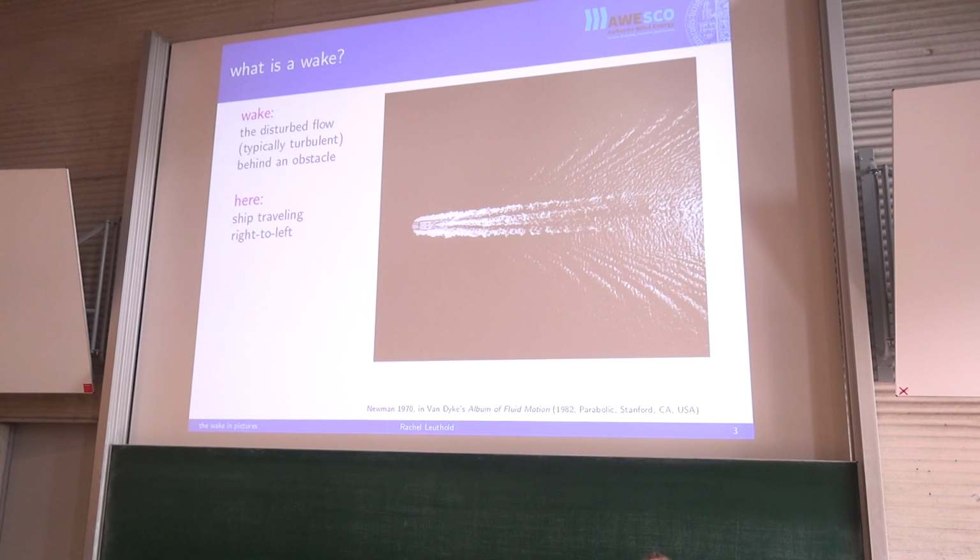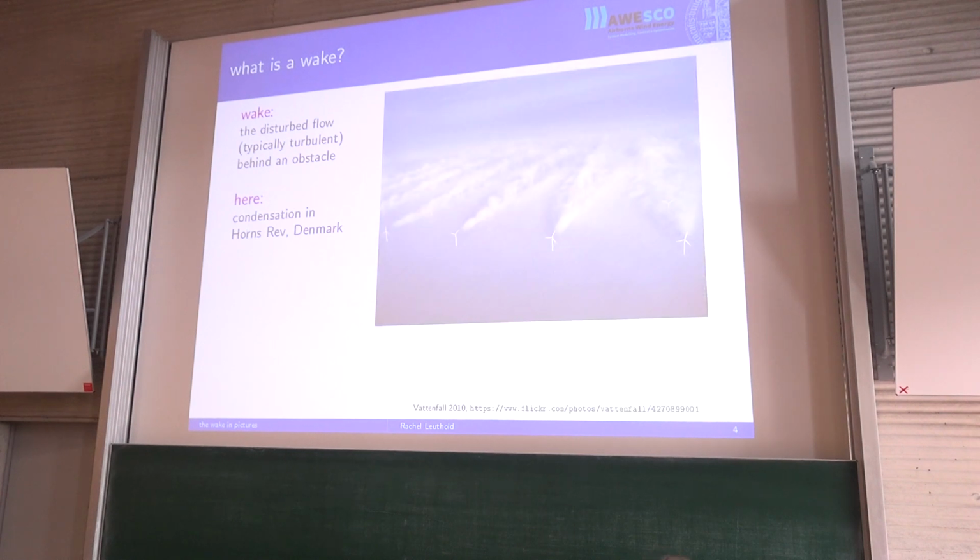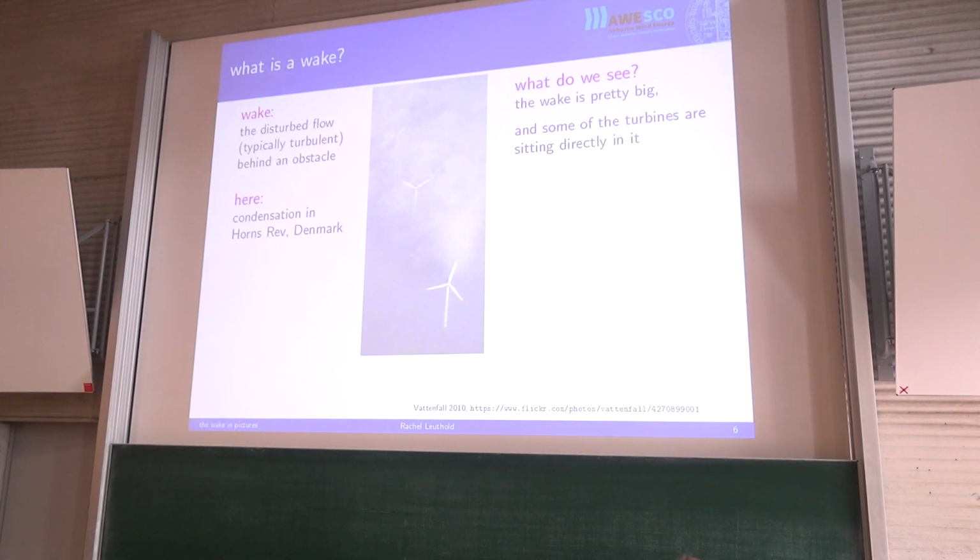So if our obstacle is in a gas fluid, it's sometimes very difficult to see the wake, and we can't always rely on being able to visualize it. But I have a nice photo here, which you may have seen before, from the wind farm Horns Rev in Denmark, where there's enough condensation in the air of the wake that it becomes visible. And when we look at this, we see a couple things. The first thing is the wake is pretty big. It takes up pretty much the entire horizon in the previous photo. And secondly, some of the wind turbines are directly positioned within the wakes of the previous wind turbines.